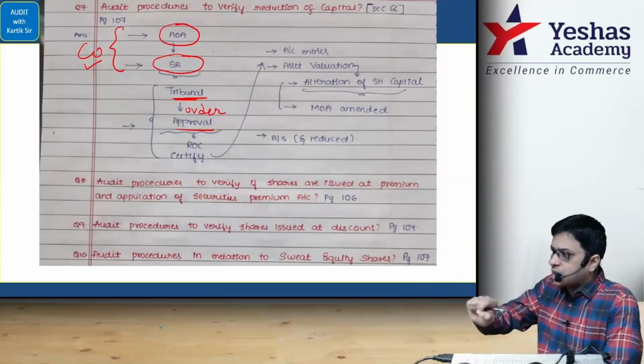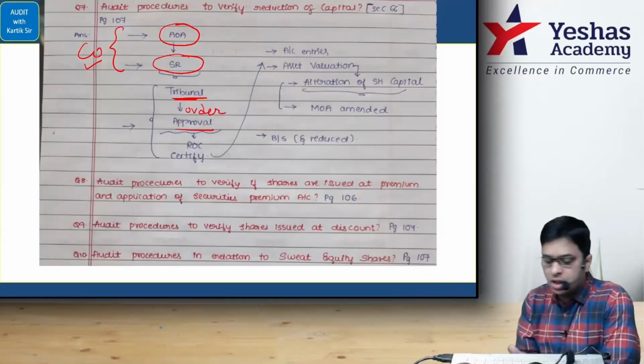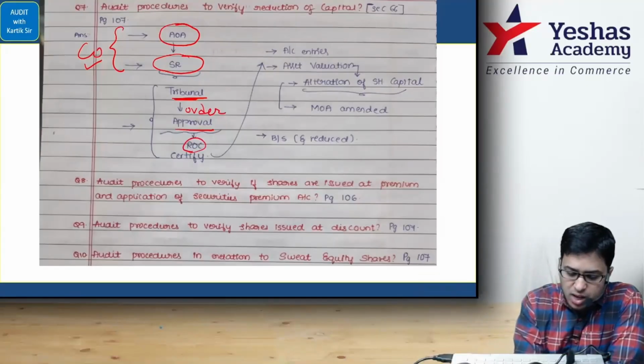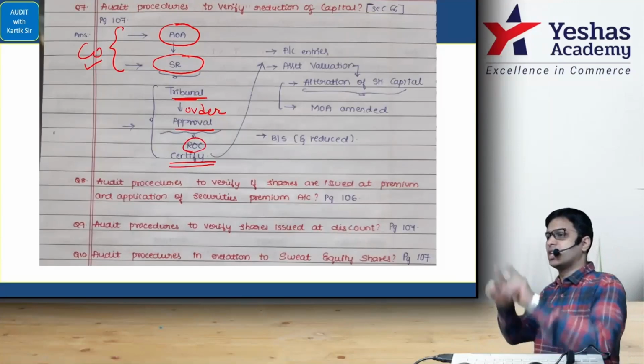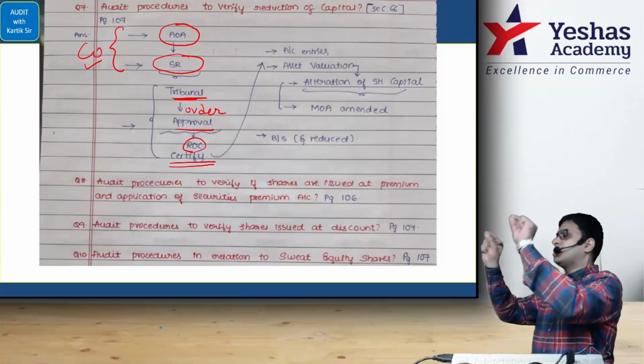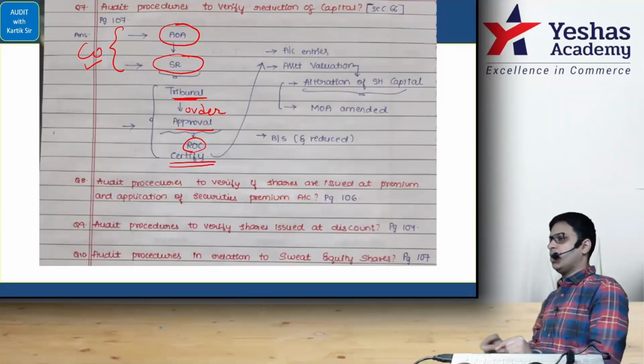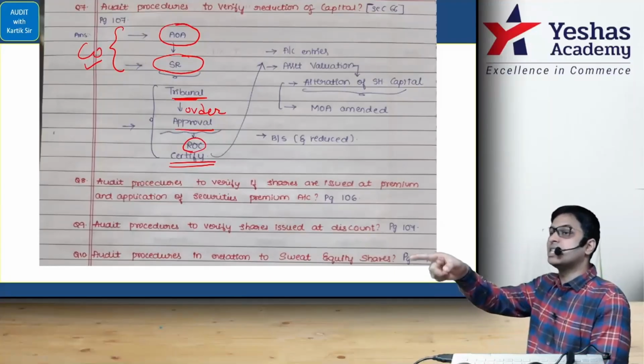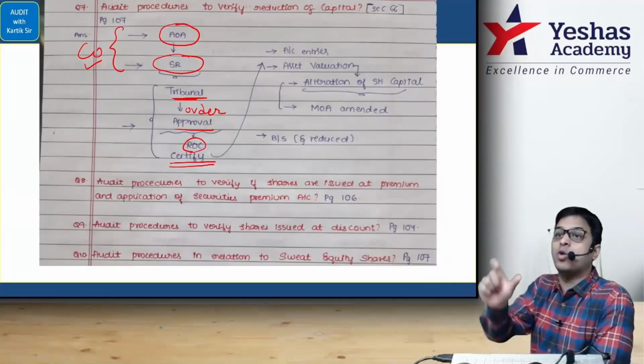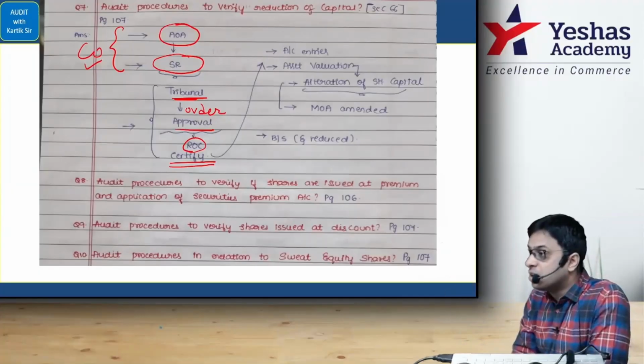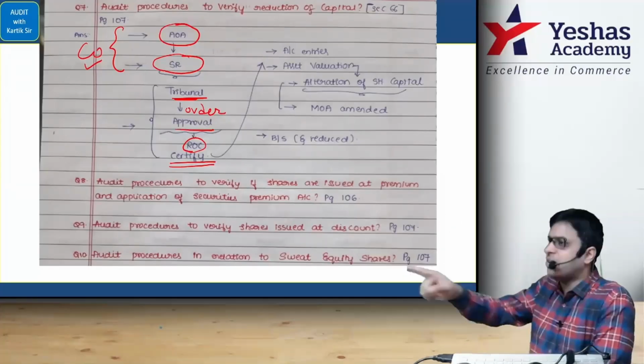That tribunal's order you take to the ROC, and the ROC will give us a certificate. ROC will certify the matter: yes, you have passed the special resolution properly, and the tribunal has given the order properly. Okay, we are certifying. Whatever changes in the accounts you make in this chapter, you open an account called capital reduction account. Yes or no? That you can do only if the ROC has given the certificate.